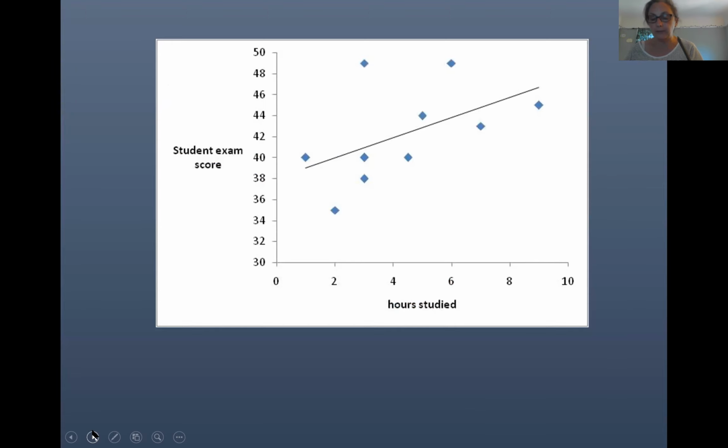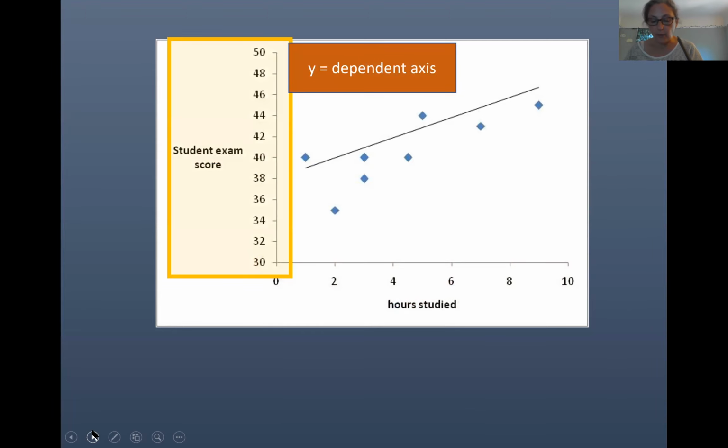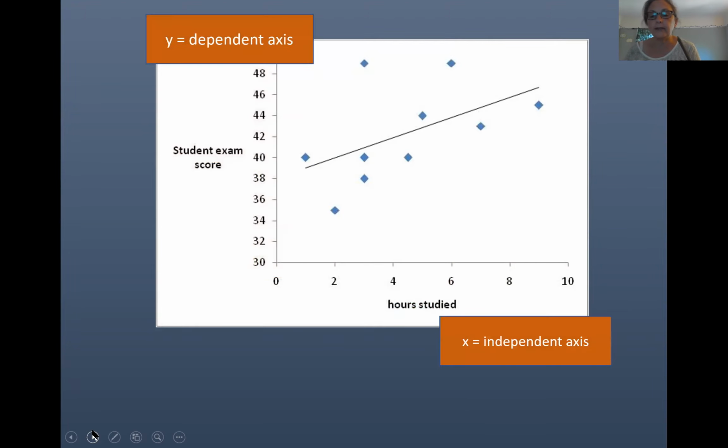Here's a graph I made from an old class. It shows the number of hours studied on the x-axis, or the independent axis. On the y-axis is the dependent variable, or the student exam scores. It makes sense that a student's exam score is dependent on the number of hours they studied, but it doesn't make sense the other way around.